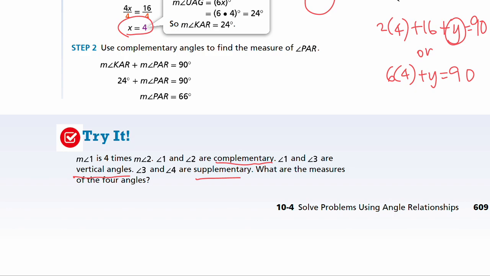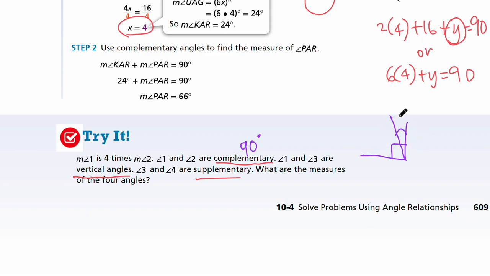Okay, are we ready? So, what have you come up with? If the measure of angle 1 is 4 times the measure of angle 2, angle 1 is a lot bigger than angle 2, right? So you're going to draw a diagram. Draw lines, okay? And 1 and 2 are complementary, which means they add up to 90 degrees. So you draw a 90 degree angle, and then this is split into 2 angles.